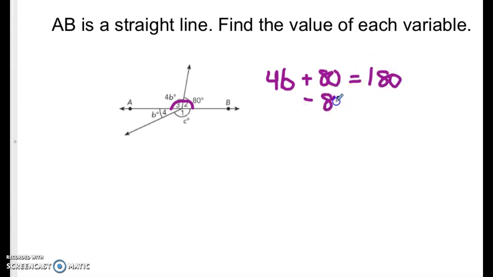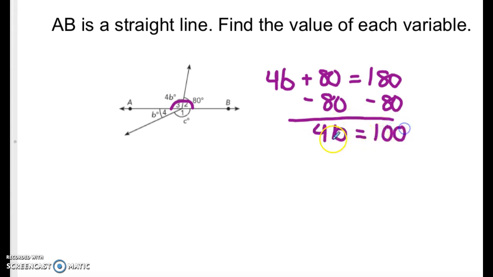Subtract 80 on both sides. We get 4b equals 100, divide by 4, and we have b equals 25. So now we're only halfway done because we also need to find the value of c.